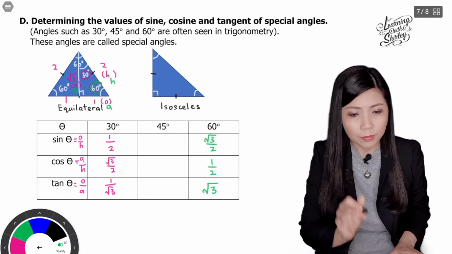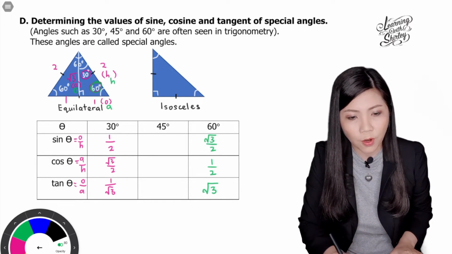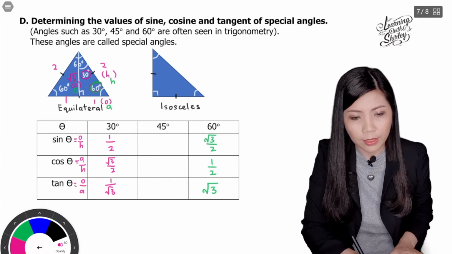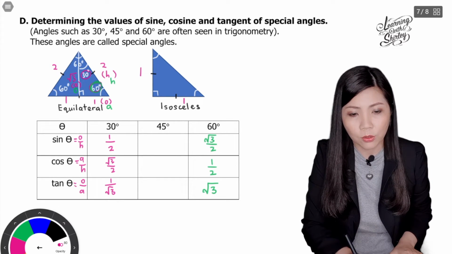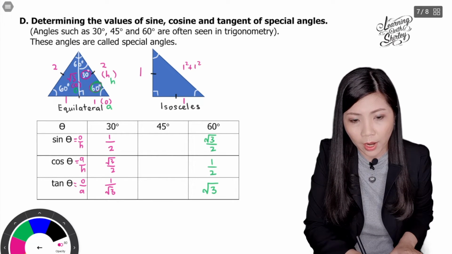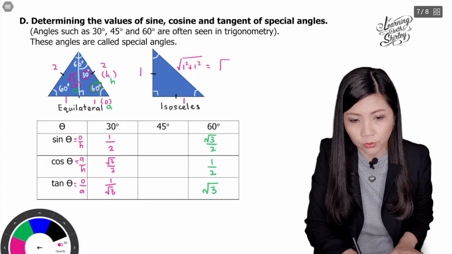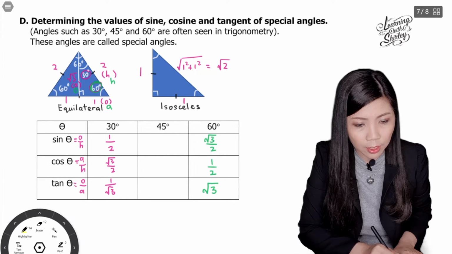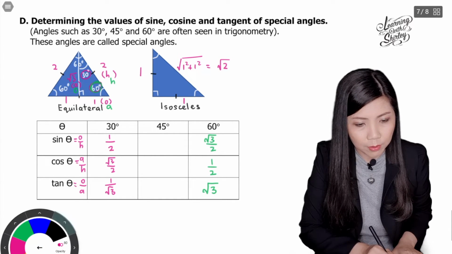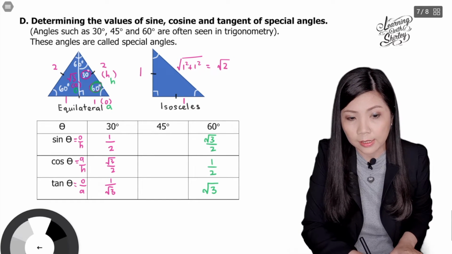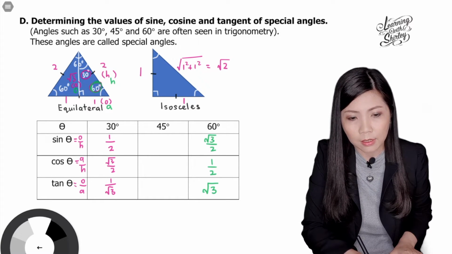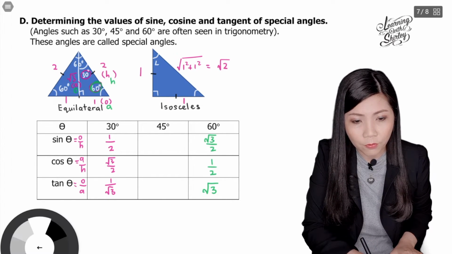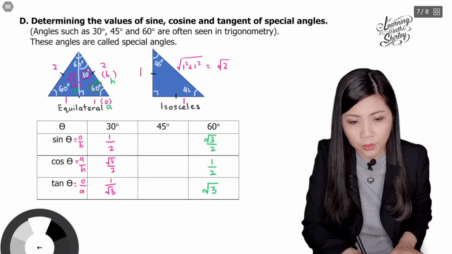Okay, now let's solve for 45. For 45, we're going to use an isosceles triangle. For isosceles, we label the sides as 1 and 1. So therefore this will be 1 squared plus 1 squared. Then you square root, you get square root 2. So this side is square root 2. Next, we're going to label the angles. The sum of angles in a triangle is 180. So 180 minus 90, then divided by 2, we get 45 degrees here, and 45 degrees here too.